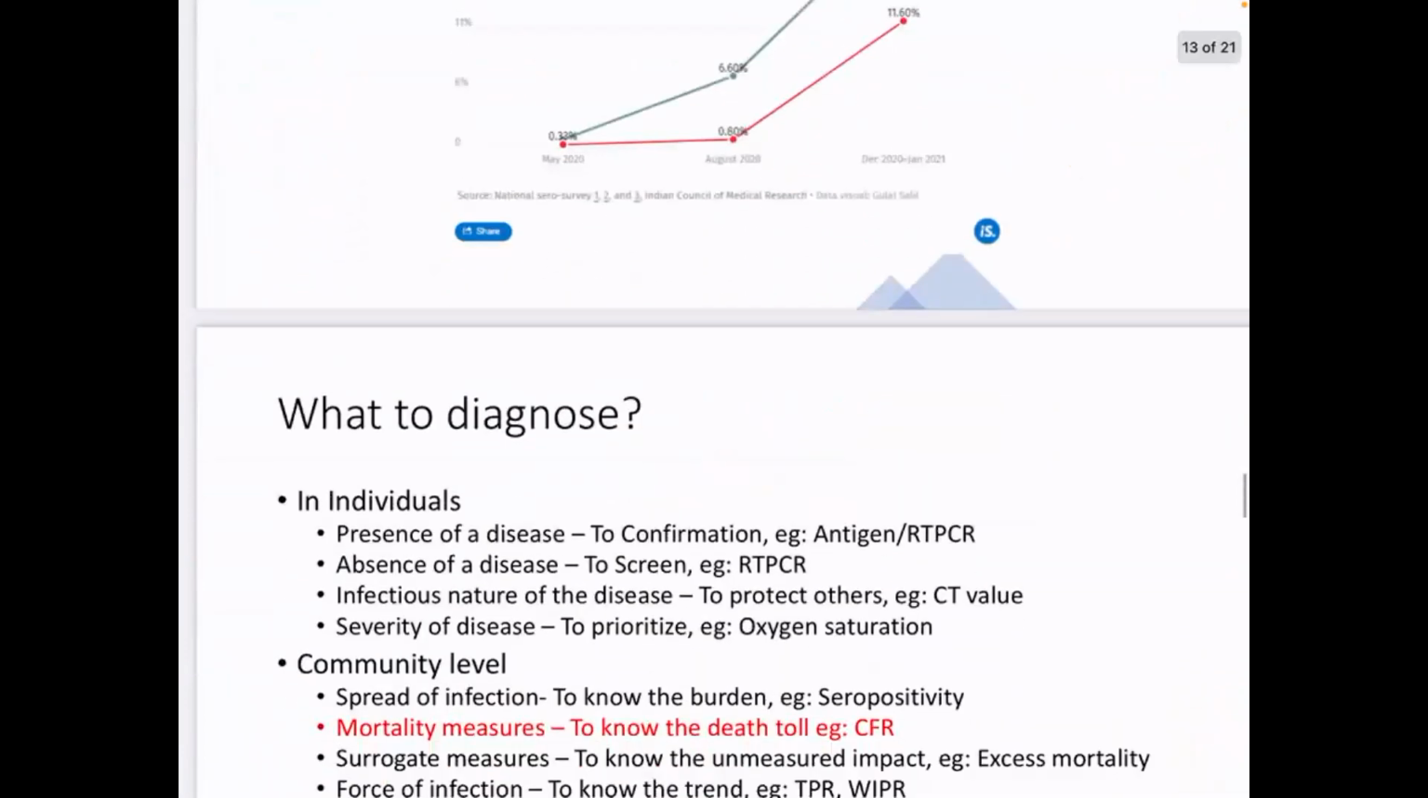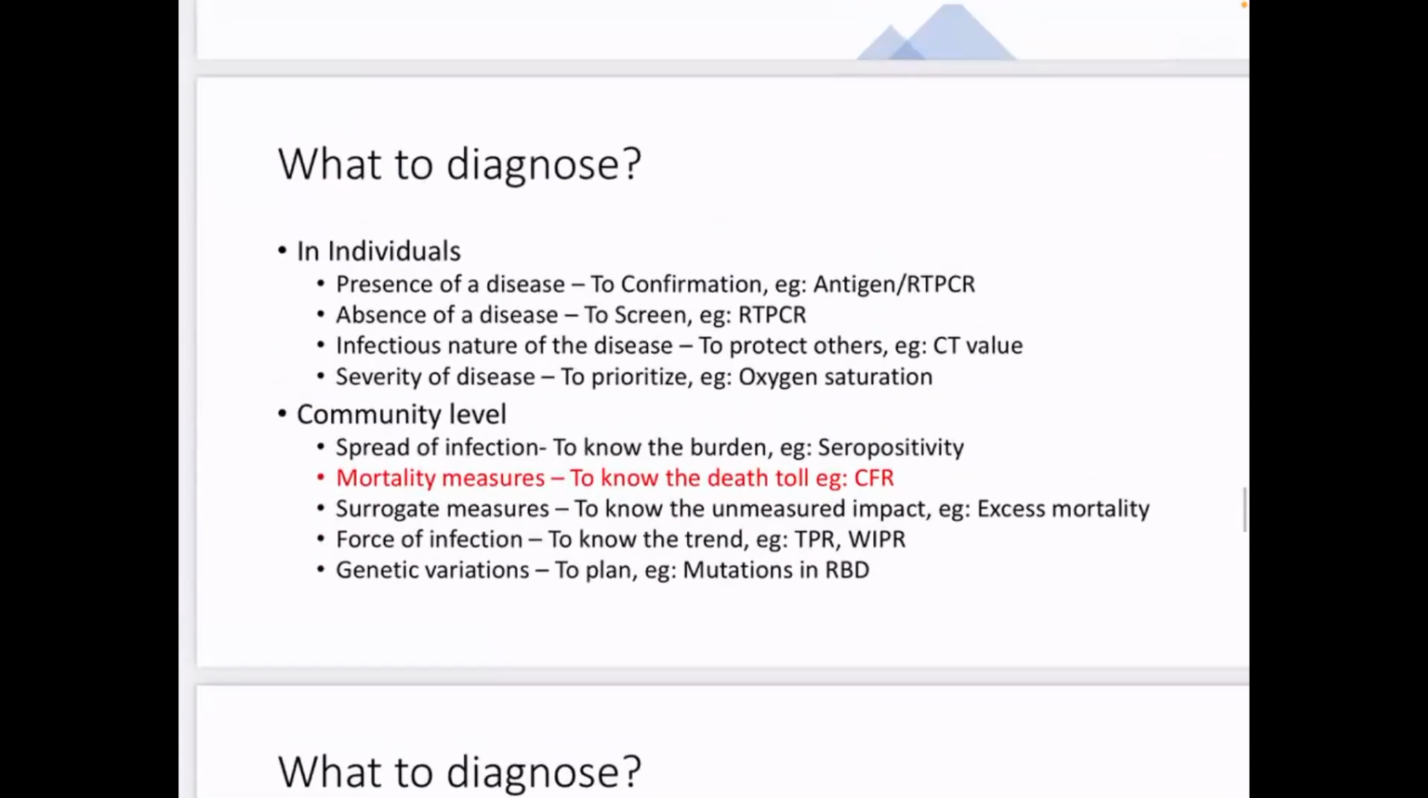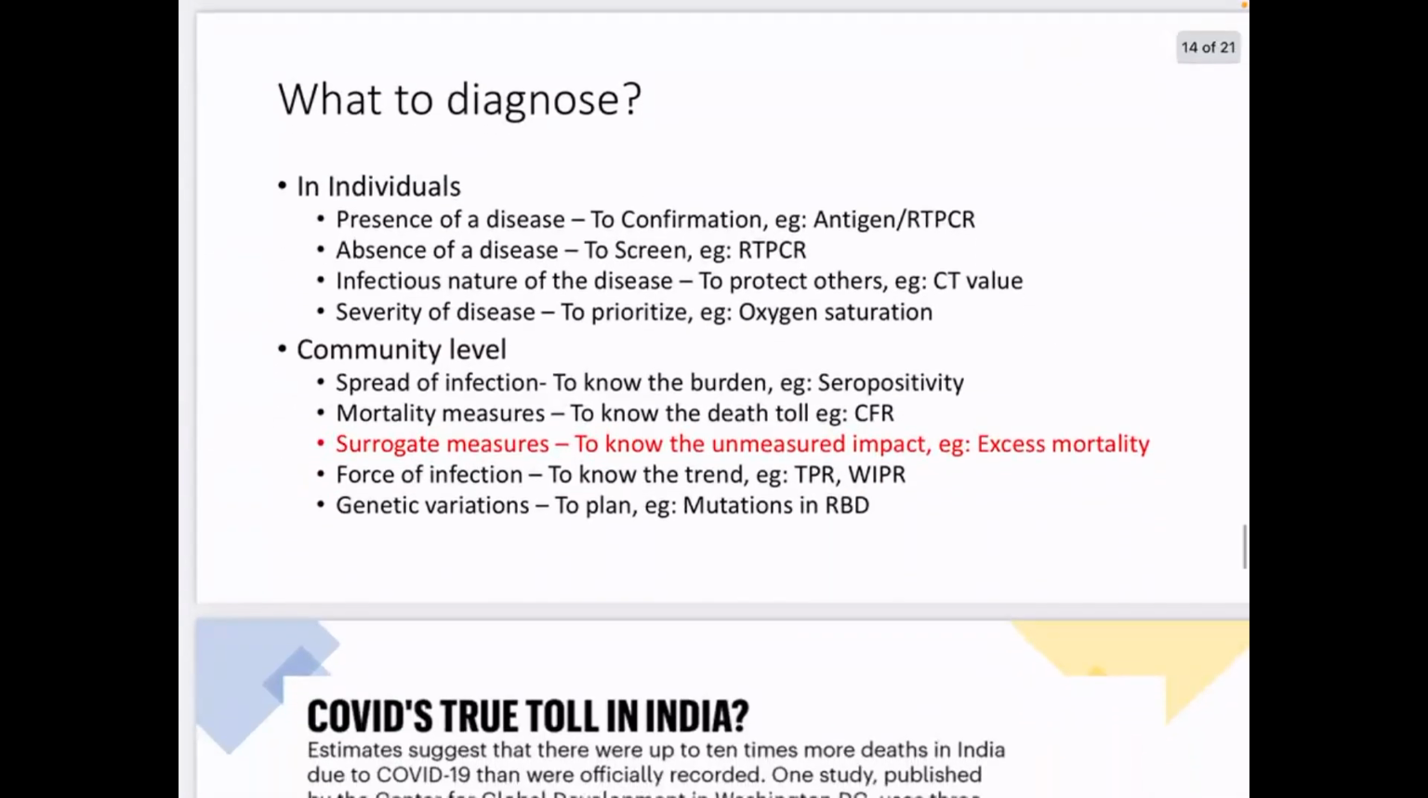So another thing that we use in the community is to diagnose mortality. Definitely we can go for CFR, the case fatality ratio: out of 100 people infected, how many are going to die? That is one of the measurements. But the problem is sometimes we may not have the data to diagnose this. So we have to use some other things to diagnose.